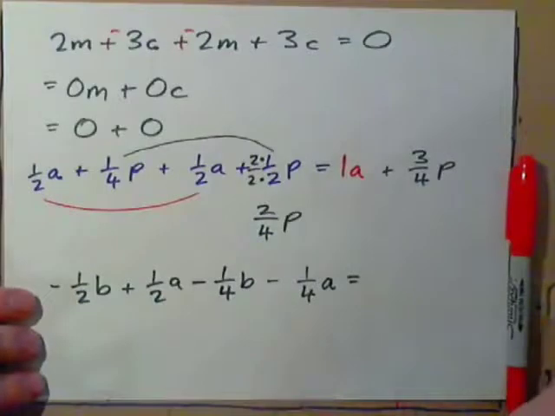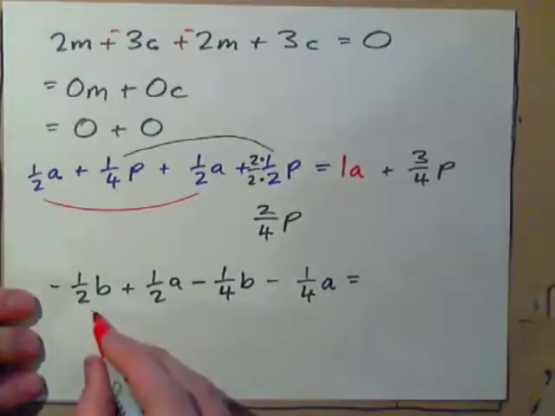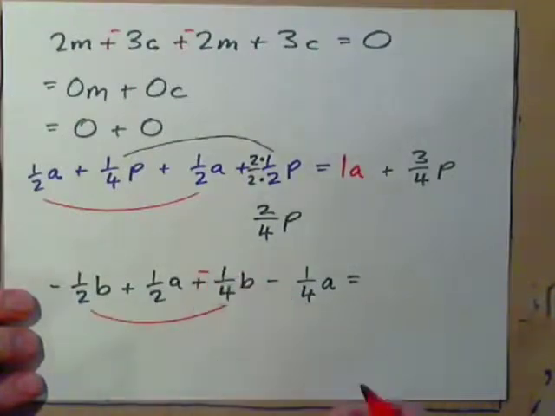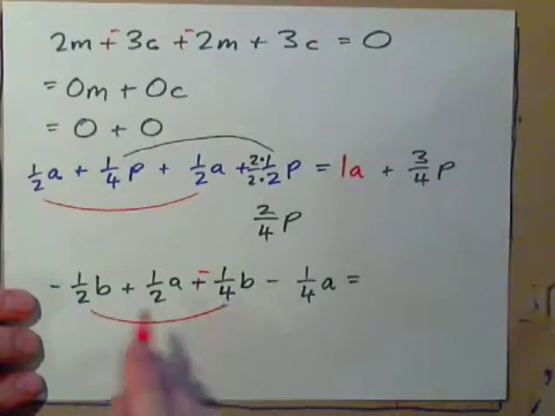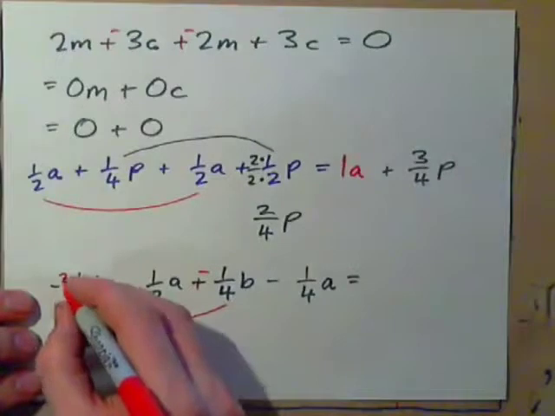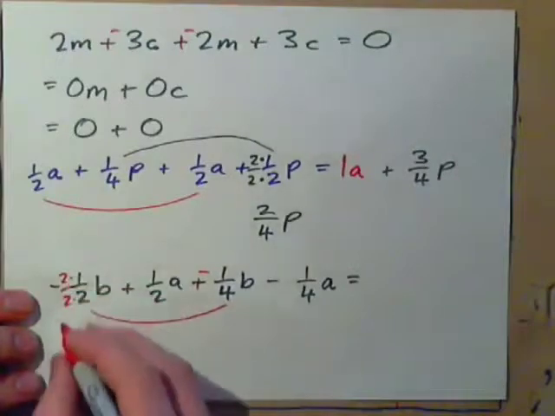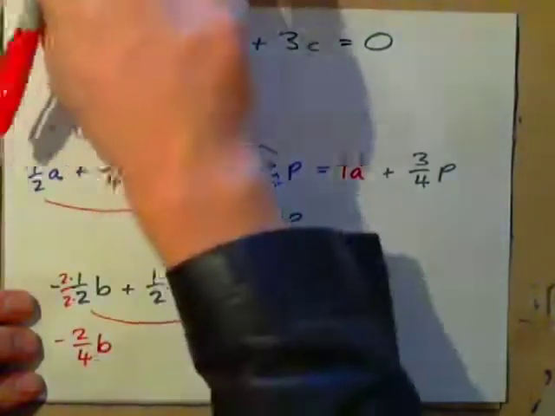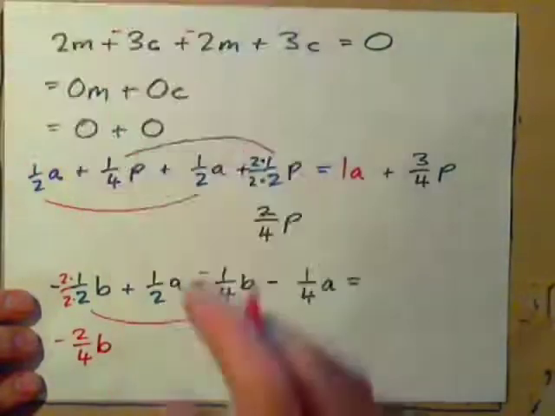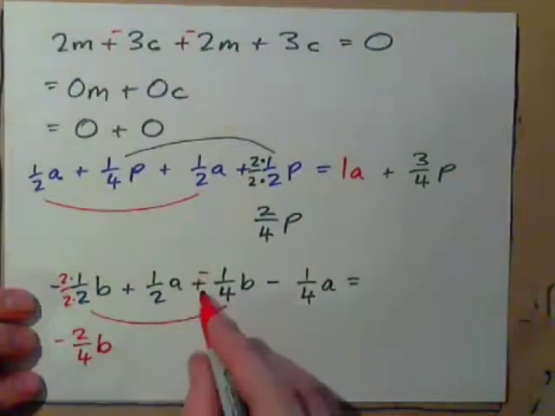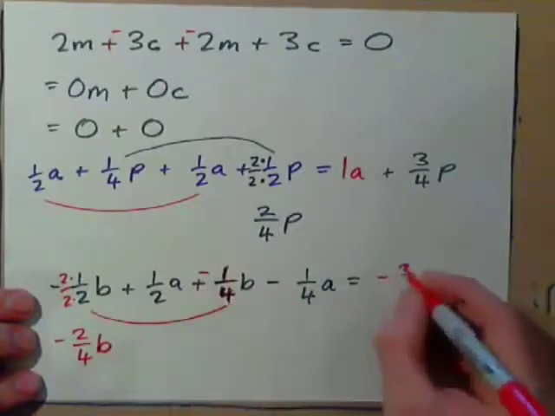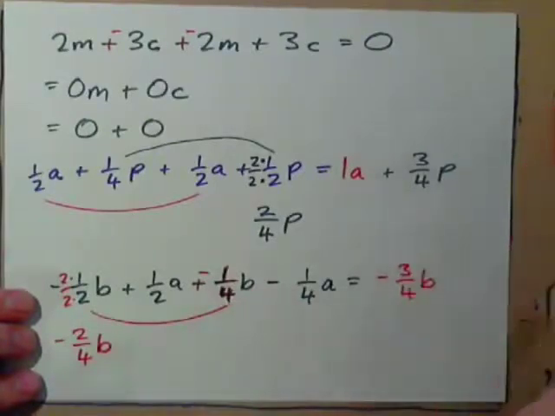So let's look at the bananas first. We've got negative a half banana minus a quarter banana, or negative a half banana plus negative a quarter banana. How do we combine fractions? Well, we've got to make the denominators the same. So multiply this by 2 over 2, and that becomes negative 2 over 4 b, right? So negative 2 over 4 b plus negative 1 over 4 b makes negative 3 quarters b, right?